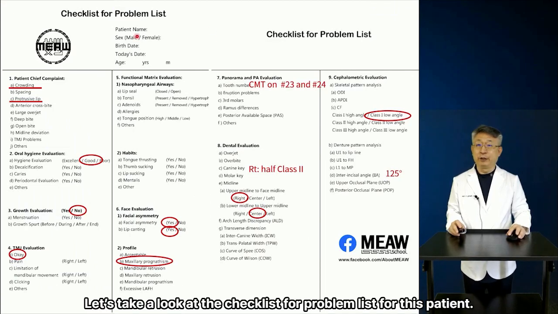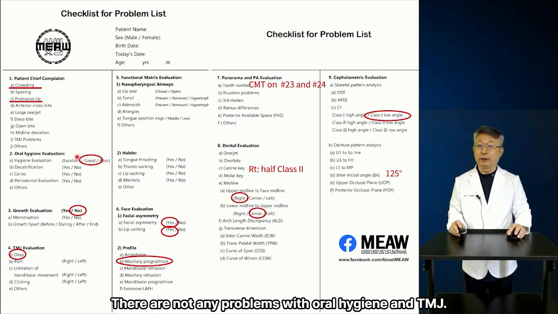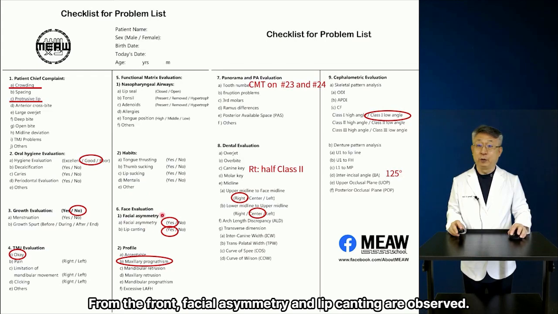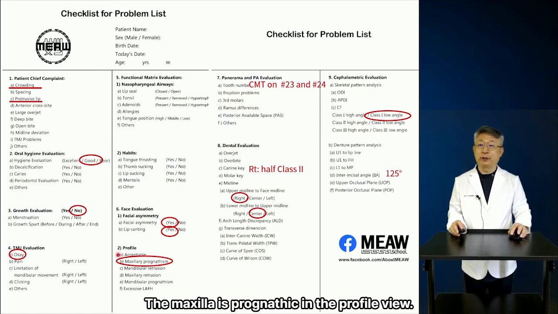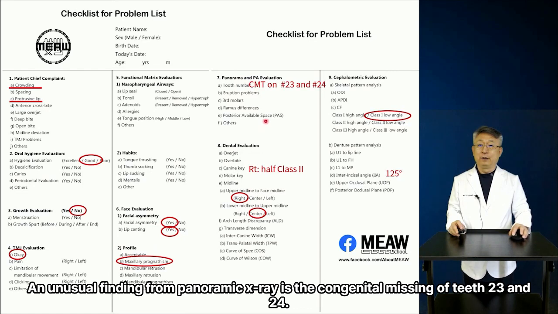Let's take a look at the checklist for the problem list for this patient. There are not any problems with oral hygiene and TMJ. From the front, facial asymmetry and lip canting are observed. The maxilla is prognathic in the profile view. An unusual finding from panoramic X-ray is the congenital missing of teeth 23 and 24.